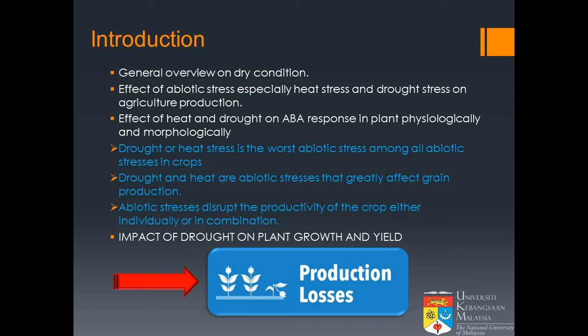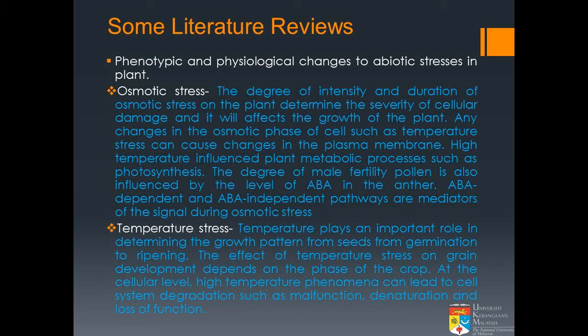So the effect of abiotic stress, especially heat and drought stress, on agricultural production, I mentioned at the early stage of the introduction part. And then I mention the effect of heat and drought on ABA response in plant, physiologically and morphologically. Drought and heat stress is the worst abiotic stress among all abiotic stresses in crops, as I mentioned before. Drought and heat greatly affect grain production. And then lastly, I mention that abiotic stress disrupts the productivity of the crop either individually or in combination. So generally, in the introduction part, I mention the impact of drought on plant growth and yield. These are some of the literature reviews and arguments in my review paper.